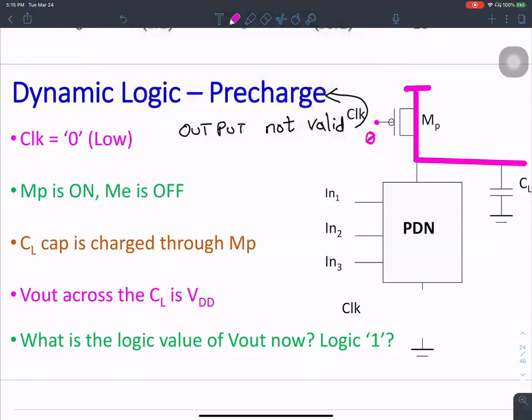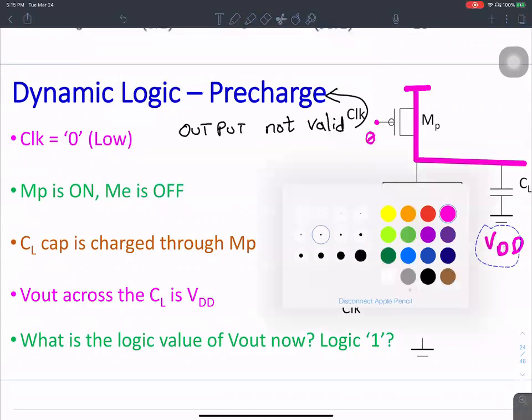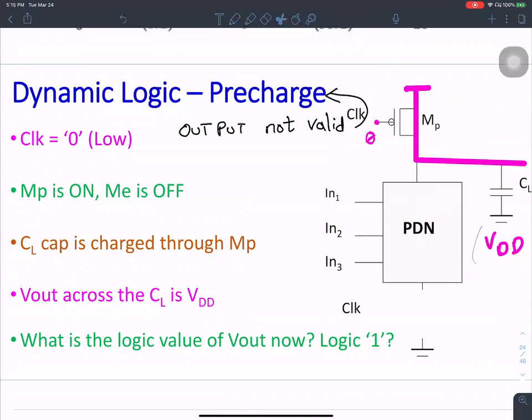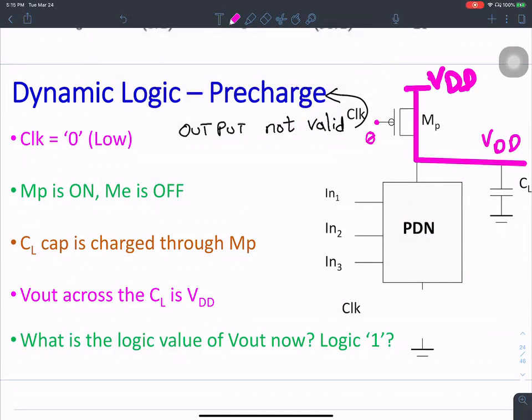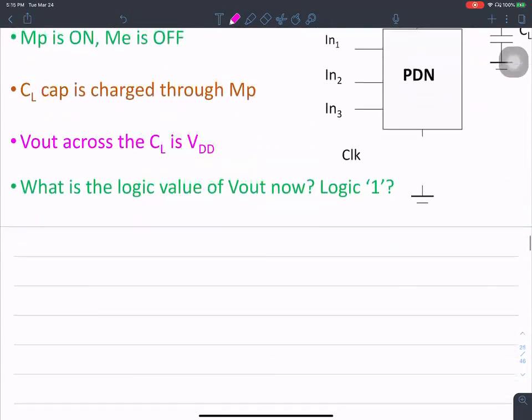So in the pre-charge phase, the load capacitance takes a value of VDD, or it is fully charged to a value of logic 1. During the pre-charge phase, all the load capacitances are connected to the power supply, and then they take a value of logic 1. Now that's the idea of the pre-charge phase.